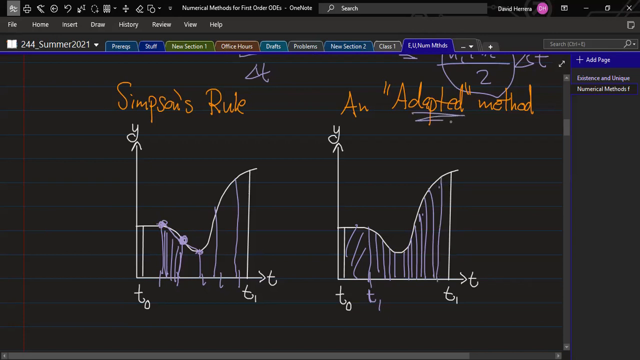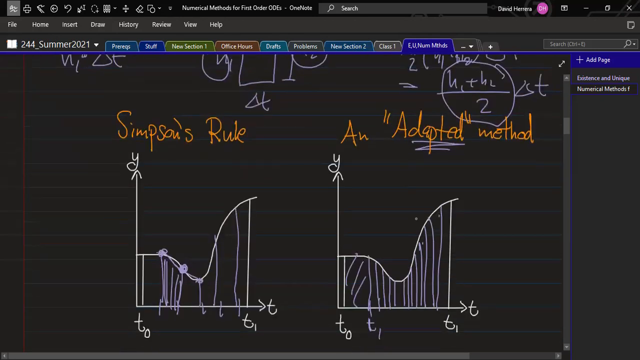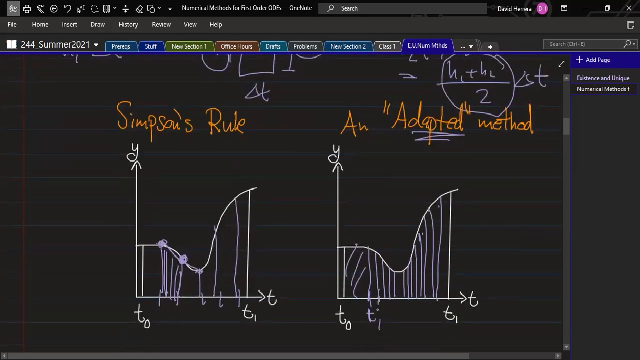This is like an adapted method where it looks at the rate of growth of the function and then deals with some of those problems that are caused by the growth. So you see here that there are problems caused by the growth of the function, but where the function is very flat, there's not really a problem. It deals with that by choosing different step sizes. There's not a constant step size. So in this one here, some of the step sizes are very small and some of them are bigger.